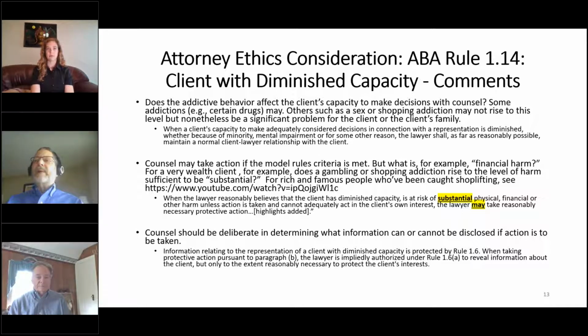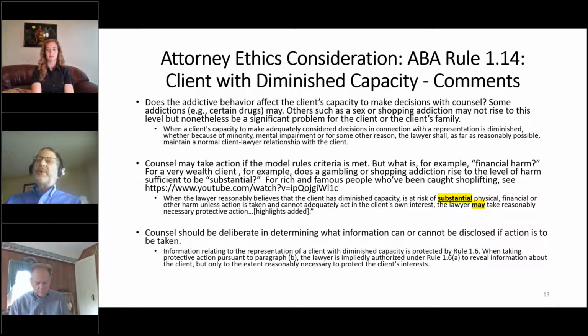So the comments that are highlighted in yellow: if there's a client at substantial risk of physical, financial, or other harm, the lawyer may, not is required to, but may take necessary protective actions, and we're going to talk about that. But the reason I highlighted this is the point, and I know we talked about it, but it's just so significant. For wealthy clients, what is substantial financial harm? And I don't think looking the other way or ignoring the issue is something that's going to solve the problem.